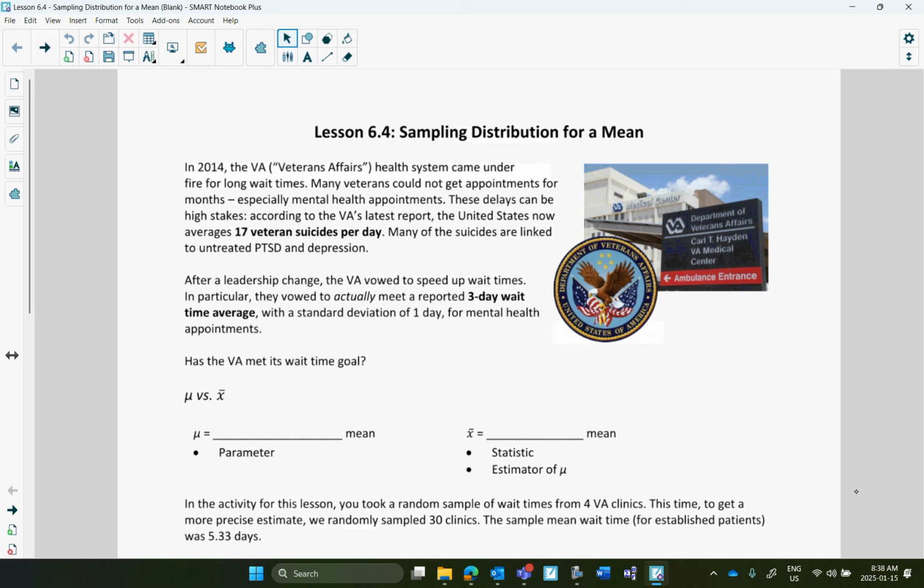So the average wait time is they want to be 3 days, standard deviation of 1 day for mental health appointments specifically. Okay, so we know something about the population, what the claim is. They want an average of 3 days with a standard deviation of 1 day. But does that actually happen?